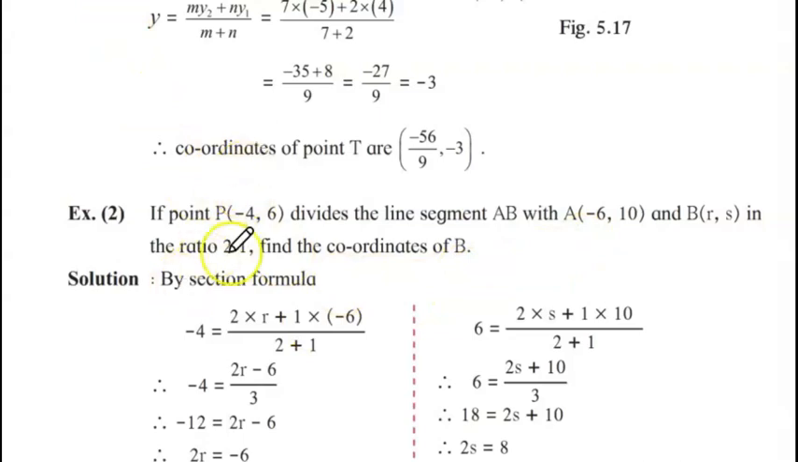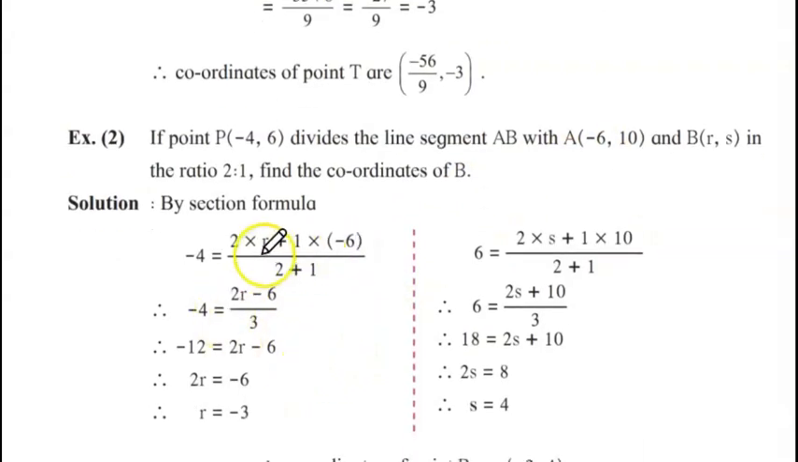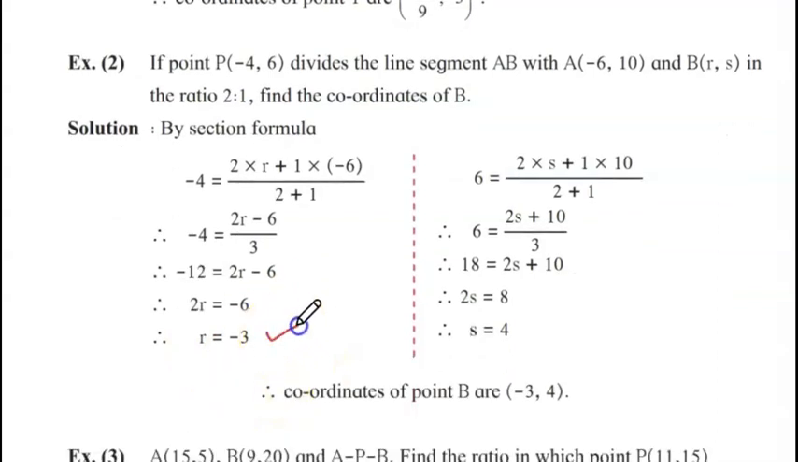The x coordinate of this point is considered. -4 = (m x2 + n x1)/(m + n), meaning (2 into r + 1 into -6)/(2 + 1), and we will simplify. 2r, that is 2r, 1 into -6 upon 3. Again here in simplification, we multiply -4 by 3. -12 = 2r - 6. Therefore 2r = -6 and hence r = -3. Therefore the x coordinate of the point B is -3.